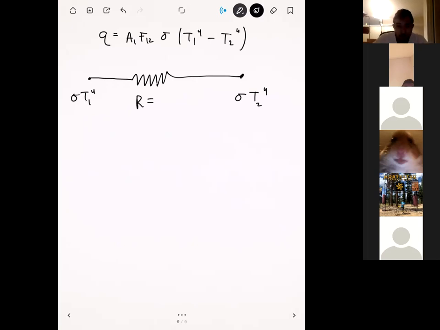But instead of having conduction resistance, let's define this resistance according to the view factor. If we define that resistance to be 1 over A1 times F12, or, since we have the reciprocal relationship, 1 over A2 times F21, both of these work. What we can do is find the Q from the circuit.